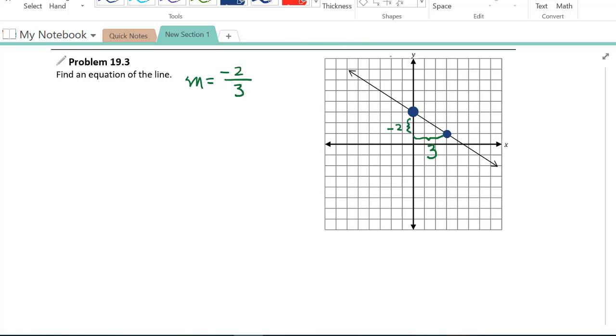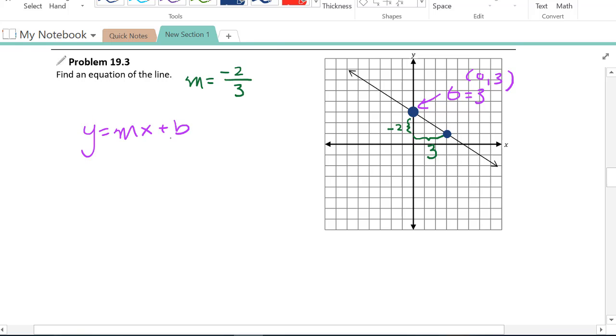And then what's the y-intercept? This one's our y-intercept, and what's that? That's 1, 2, 3. That is b equals 3, or (0, 3). So then put everything together. It's y equals mx plus b. So y is equal to, slope is negative 2 over 3 x, and then b is 3, so plus 3. And there you go. That's our equation.